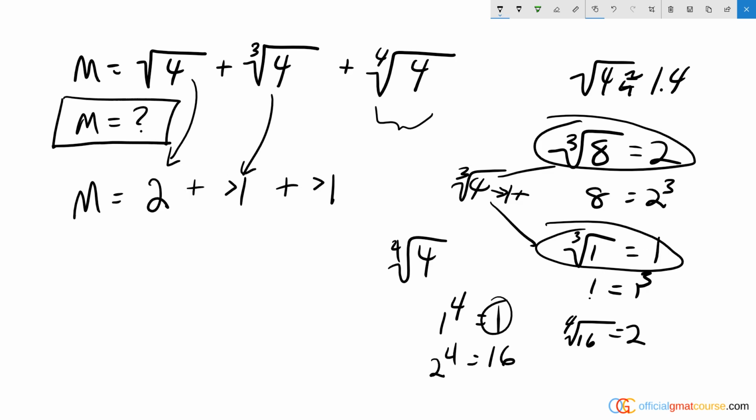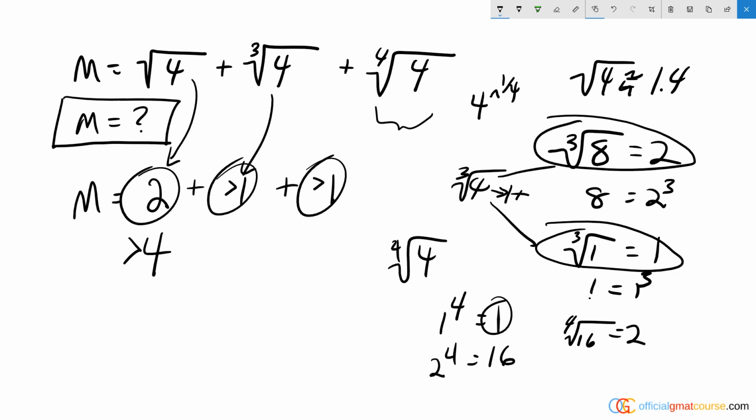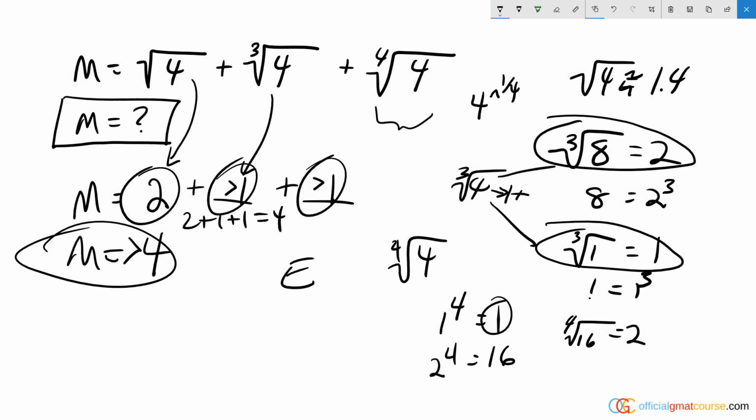And this sounds like it might not work, but if you mess around with it, and you can check this in Excel, if you take 4 up to the 1/4 power, you'll find out that it is a number slightly greater than 1. So I've got 2 plus something bigger than 1 plus something bigger than 1, which means if you think about it logically, we're guaranteed to get something bigger than 4, because if we added 2 plus 1, we'd get 4. So adding something bigger than that is going to get us something larger than 4, and that is why our answer here is E.